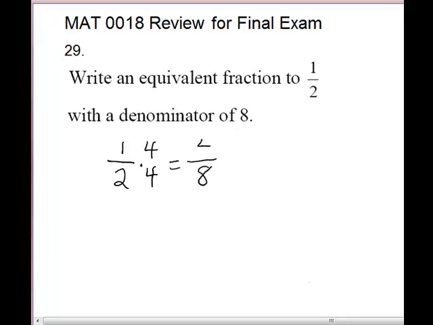1 times 4 is 4. Don't reduce. It would put you right back to the 1/2. 4/8 is equivalent to 1/2, and it has the denominator of 8.